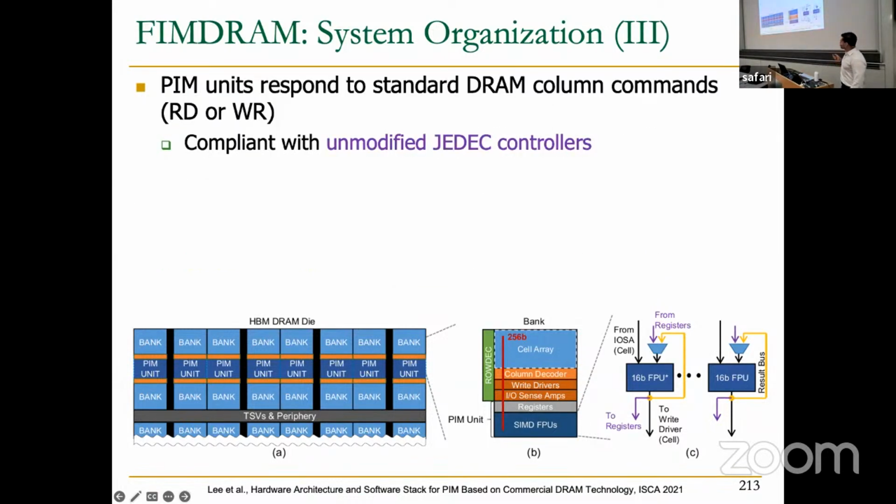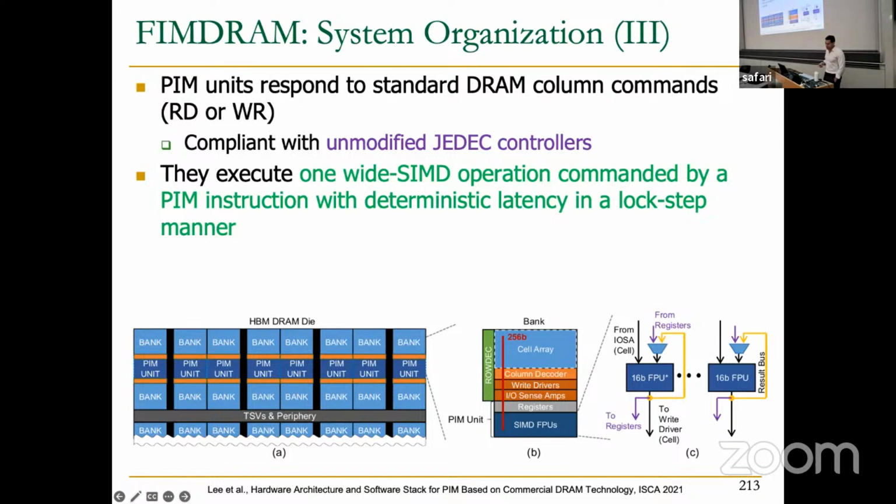For this to operate, as I mentioned, they don't want to change the protocol. So they are just going to repurpose the read and write commands to trigger processing-in-DRAM computation. Basically, the memory controller issues a sequence of read requests and write requests to some given memory address, and based on that sequence, you trigger whether you are in memory mode or in PIM mode.